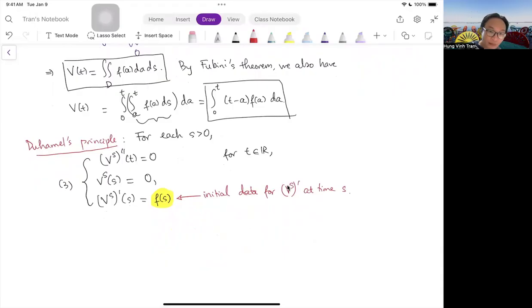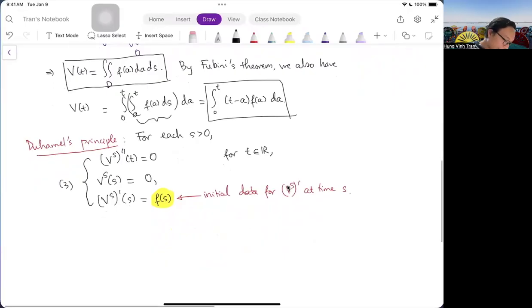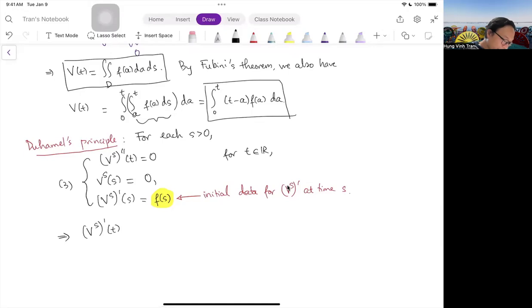Well, I mean, Vs double prime is 0. So that means that in this case, Vs prime of t is constant, right? So that means that I should have Vs prime of t equal to Vs prime of s, which is f of s, for all t. That's what I should have.